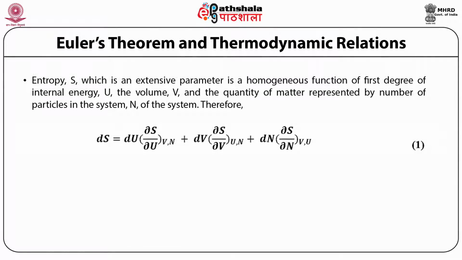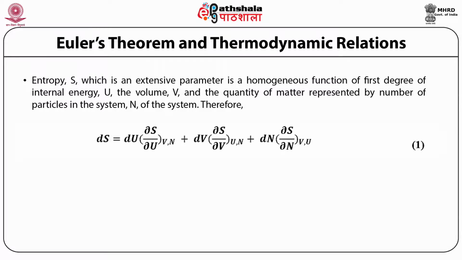Entropy S, which is an extensive parameter, is a homogeneous function of first degree of the internal energy U, the volume V, and the quantity of matter, represented by the number of particles N of the system. Therefore, dS is equal to dU times partial S by partial U at constant V and N, plus dV times partial S upon partial V at constant U and N, plus dN times partial S by partial N at constant V and U.